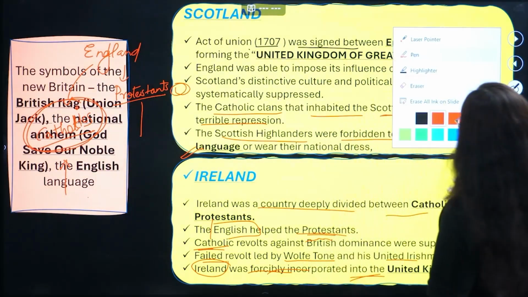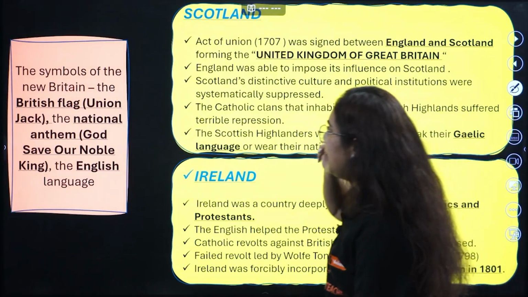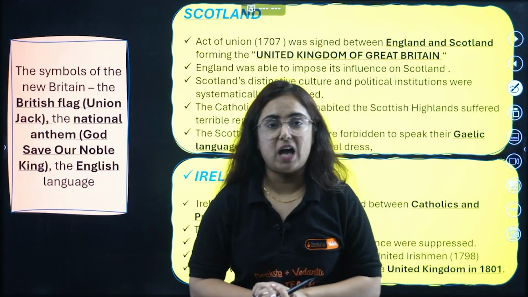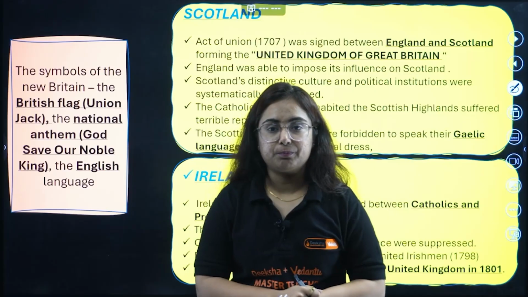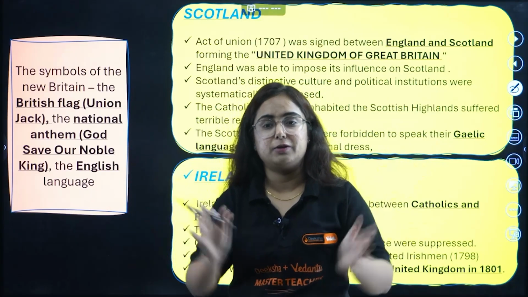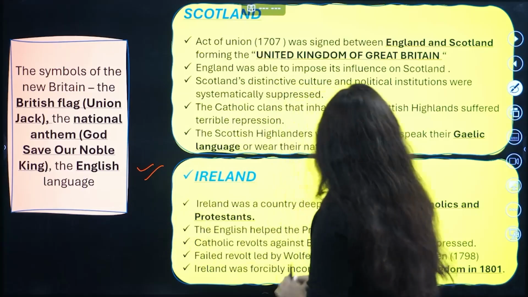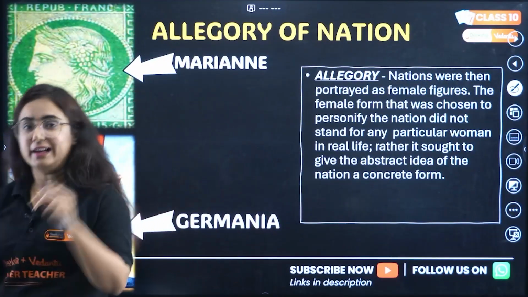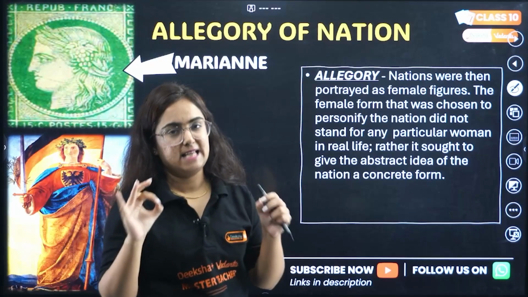And to represent its power, what was done, beta? Symbols were used, like the British flag, the Union Jack, followed everywhere. The national anthem, God Save Our Noble King, followed everywhere. And the English language was imposed to show the power. Don't you think that this is really a strange case? Yes, it was.